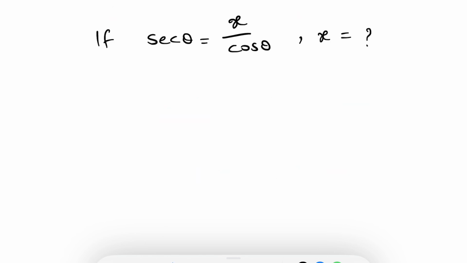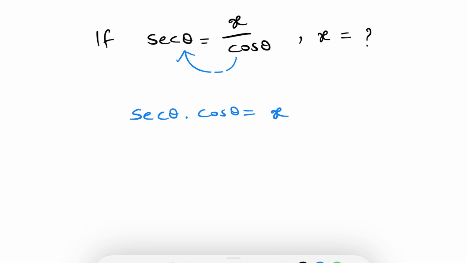If sec theta equals x by cos theta, then find the value of x. Now first I am taking this cos theta to the left side. Here it is division. If I take it to the other side, it becomes multiplication. So sec theta into cos theta equals x.